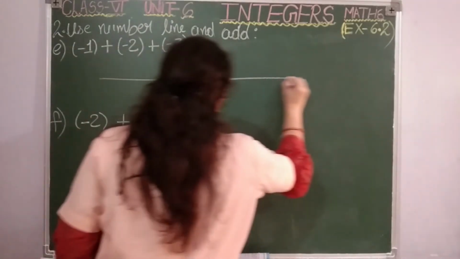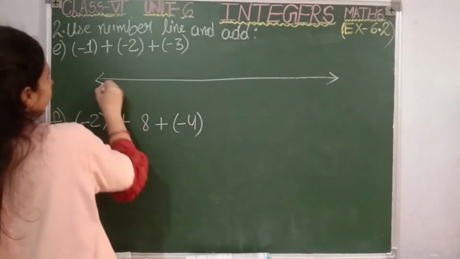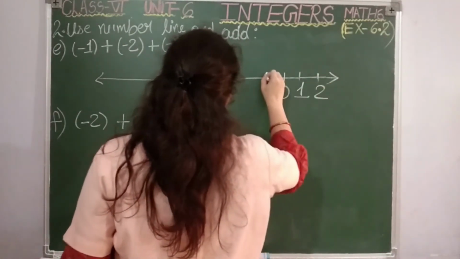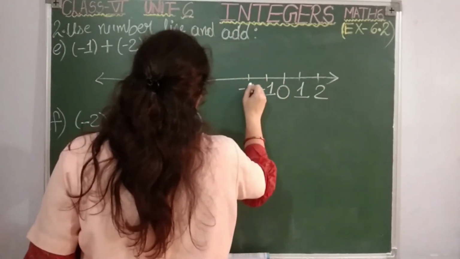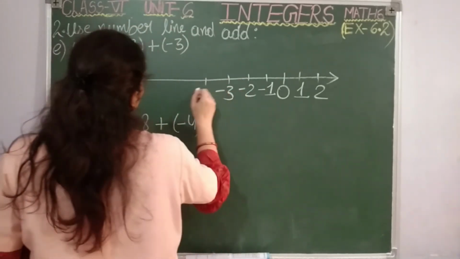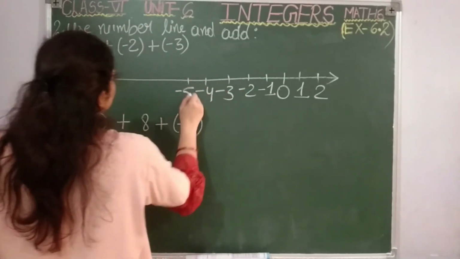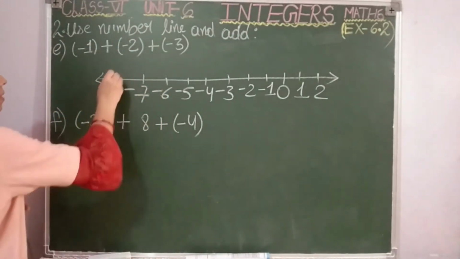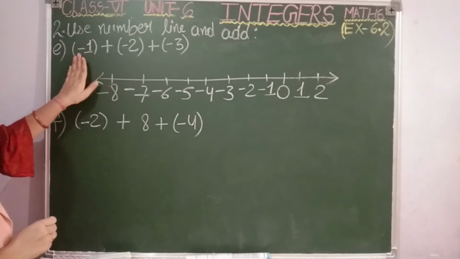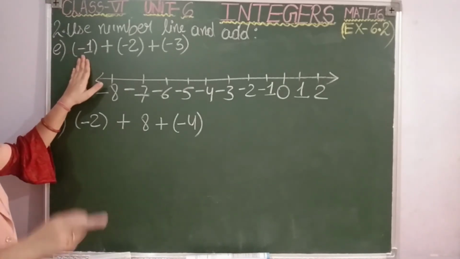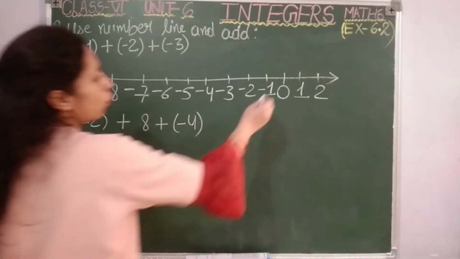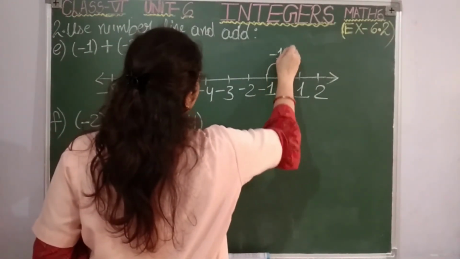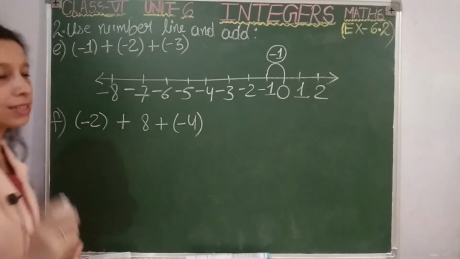So I decided that on my number line there will be a few positive integers and many negative integers. Minus 1, minus 2, minus 3, minus 4, minus 5, minus 6, minus 7. Okay students, now let us see. First which integer is given? Minus 1 is given, na? So from 0 come to minus 1 and write there that this is minus 1, our first step.